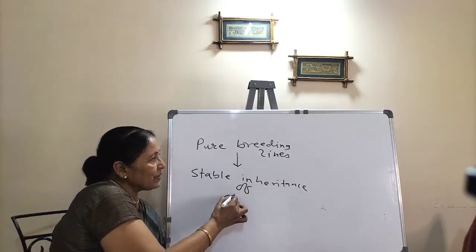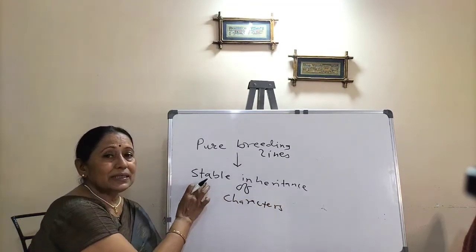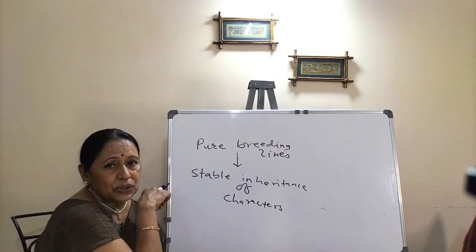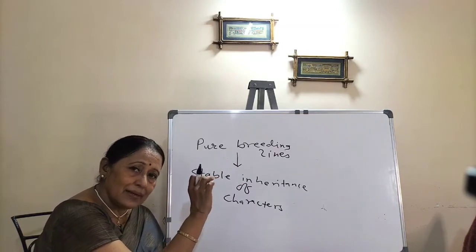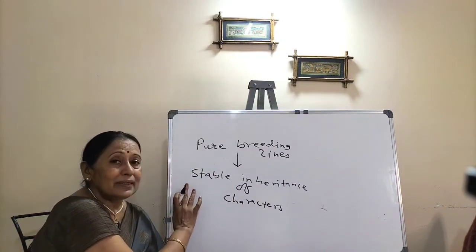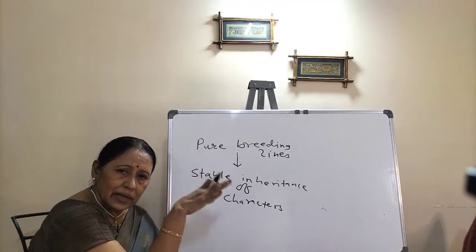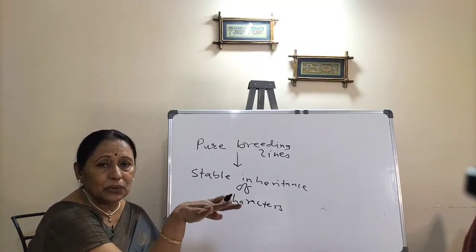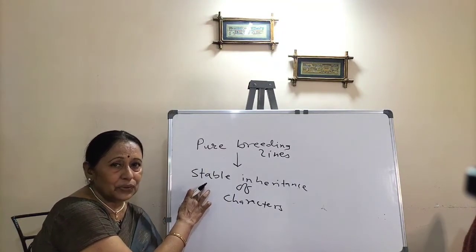are called pure breeding lines. What is stable inheritance of character? If the plant is tall, it is having both alleles the same, capital T and capital T, no question of small t. So when it is having only capital T, no other allele, then every generation it will produce 100% only tall plants. That is stable inheritance, no fluctuation.